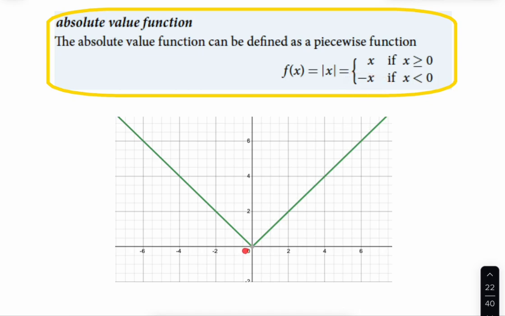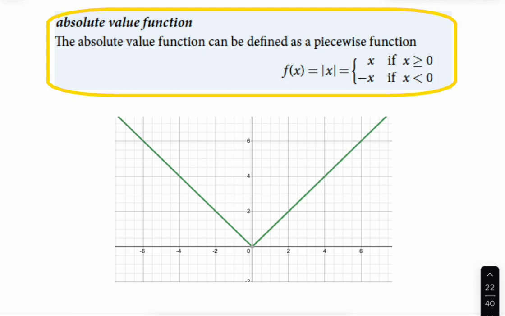This is a sloping line of a positive 1 slope, and this is a negative 1 slope. And they meet up at 0. And you can see they have a border and they meet up at 0. So that is what an absolute value function looks like. It's going to make a V. And that's going to happen in most of your absolute values.